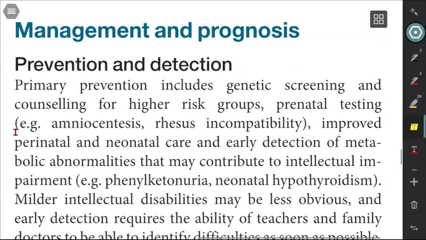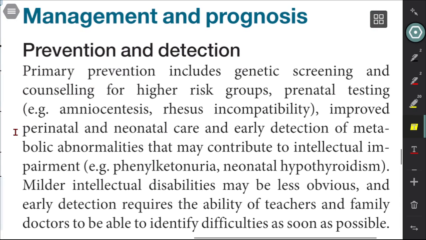Okay. What about management and prognosis? So, starting from prevention and detection. Primary prevention includes genetic screening and counseling for high-risk groups, prenatal testing like amniocentesis, rhesus incompatibility, improved perinatal and neonatal care, and early detection of metabolic abnormalities that may contribute to intellectual impairment like phenylketonuria, neonatal hypothyroidism. So this can contribute to primary prevention.